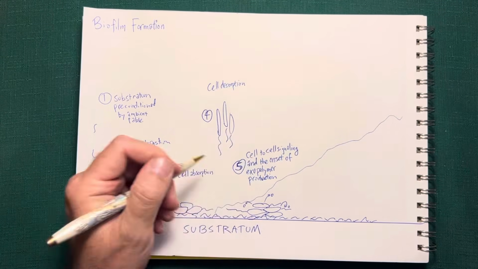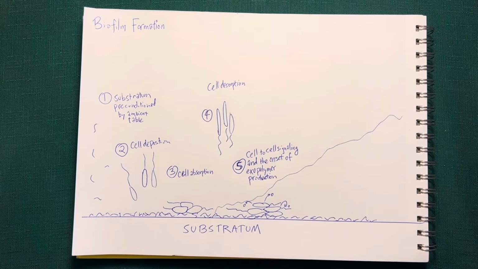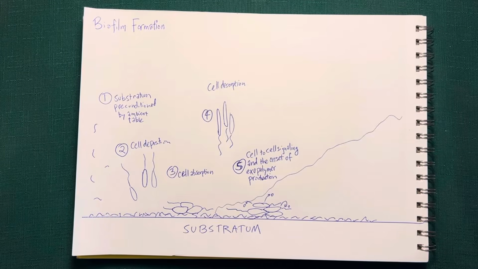So exopolymers are essentially molecules that are exported out of the cell. So these could be lipids, they could be lipopolysaccharides, they could be polysaccharides, proteins, nucleic acids, many different types of large biological molecules can be exported out of the cell at this point.